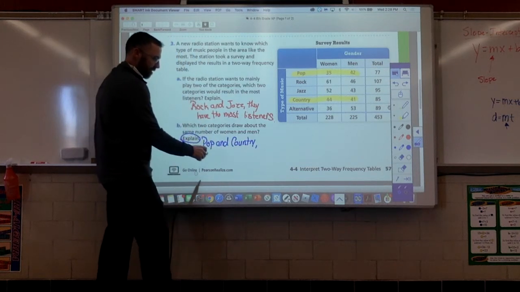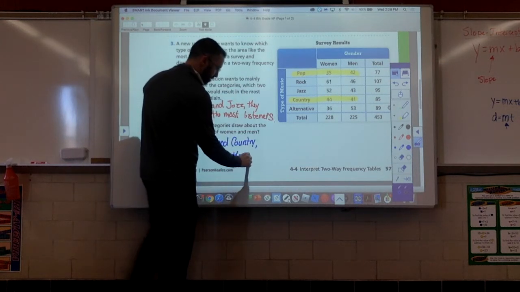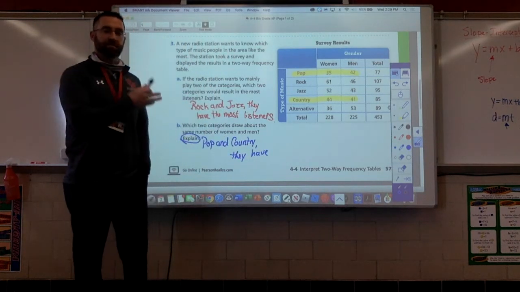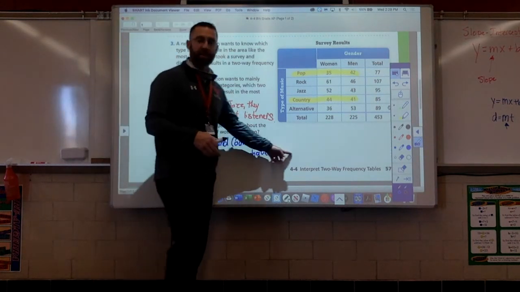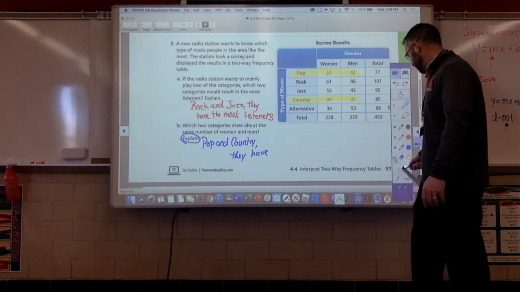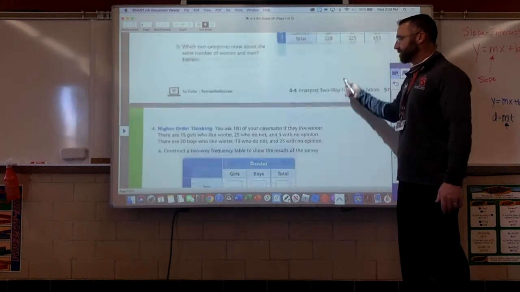Country and pop have the closest number of men and women. Okay, I'm not going to write it all. They have the closest number of men and women. Okay? When folks compare the men and the women, you get it. All right, let's move on.